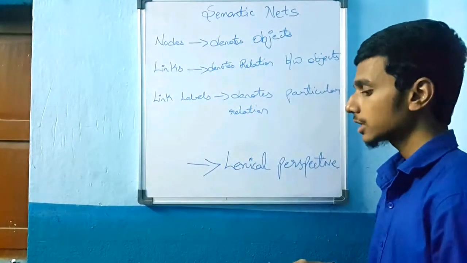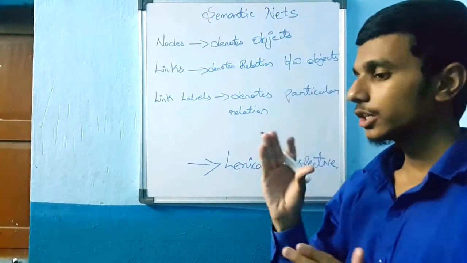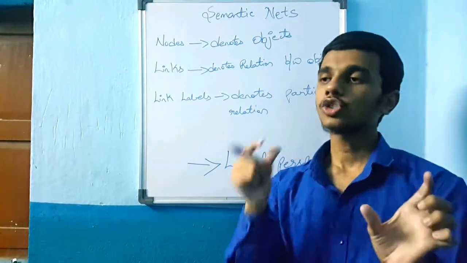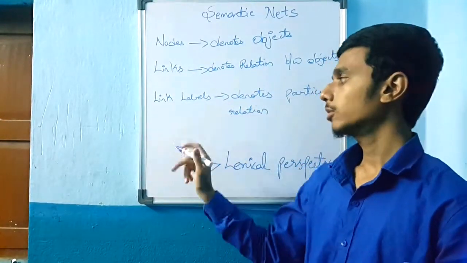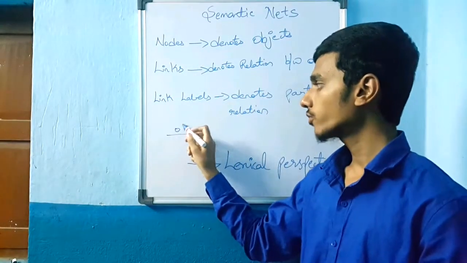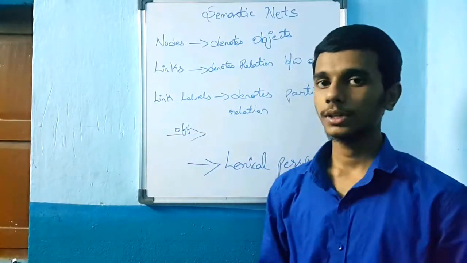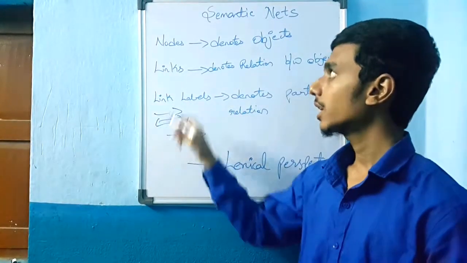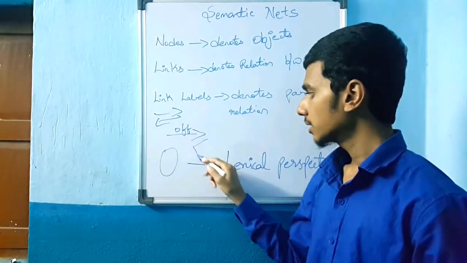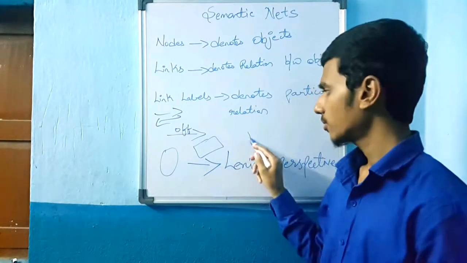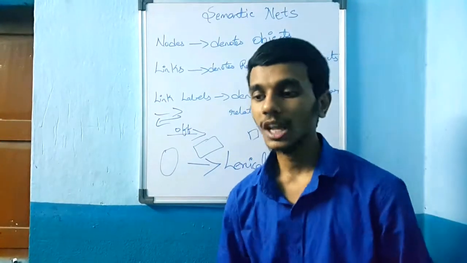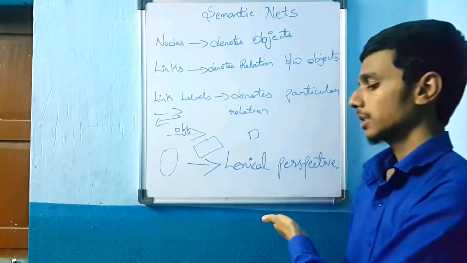Next are link labels. For example, for a particular object, if you want to give a particular relation, that will be given as a link label. For example, in this direction we want "off", so we can write "off" here like this. So this is the link label. Links are only these arrows, and nodes may be oval, rectangle, or square shaped, anything. Now this is the lexical perspective.